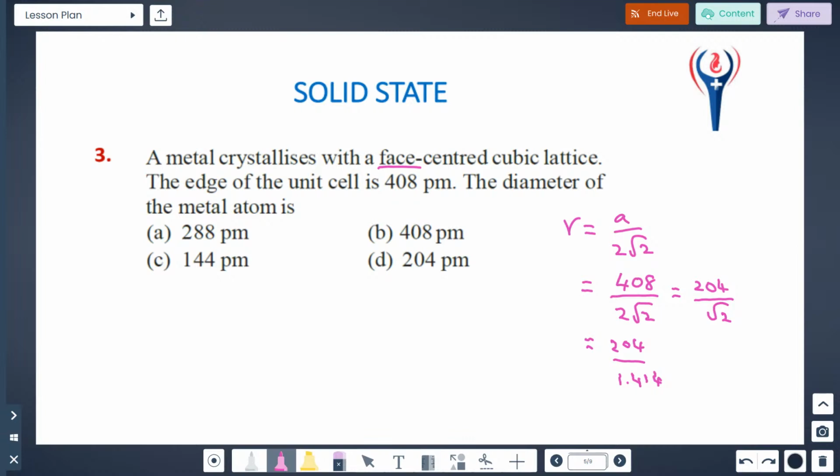Okay. Suppose 204 by 1.44, you'll be getting 144.2 or something. So this is the radius only now. But what are they asking? Diameter. They're asking diameter, which means it will be twice, no? So 144 into 2 will be approximately 288 picometer. Are you following? Radius only they usually ask, but in this sum they asked diameter. Twice the radius is called diameter. Okay. Right.